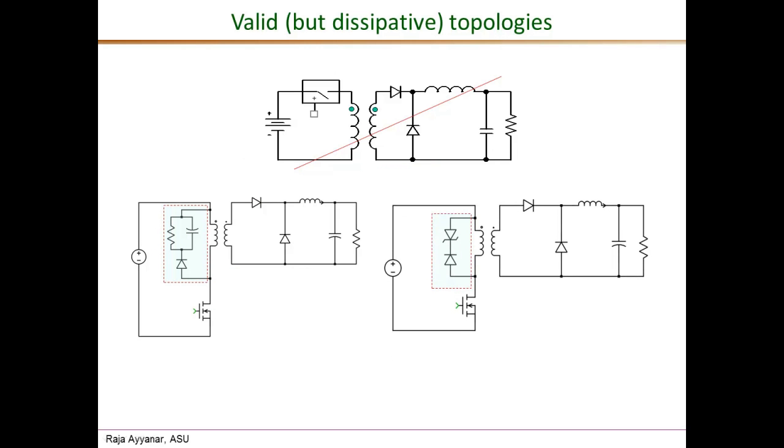Another circuit, which is also a dissipative circuit but a valid circuit, is to use a Zener diode as shown here. Okay. So now when the switch is turned off, the magnetizing current would flow through the diode and into the Zener, and it dissipates the stored energy in the Zener. Okay. So the magnetizing current times the voltage of the Zener is the power dissipated.